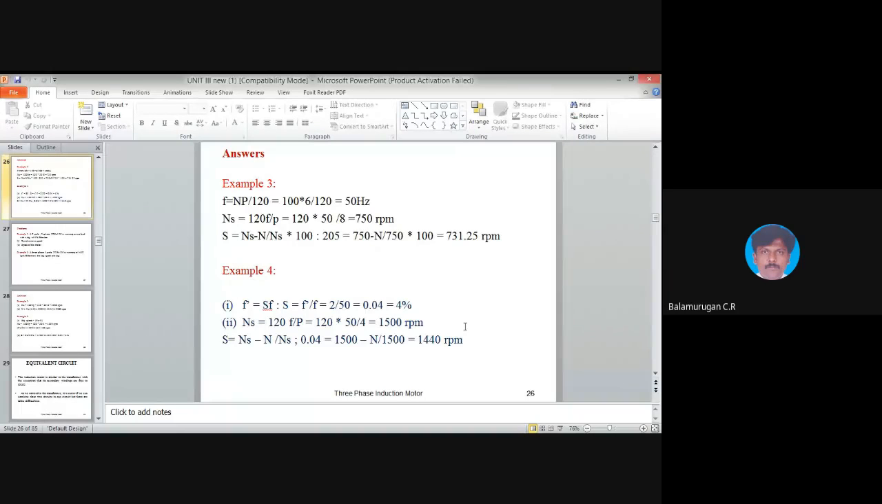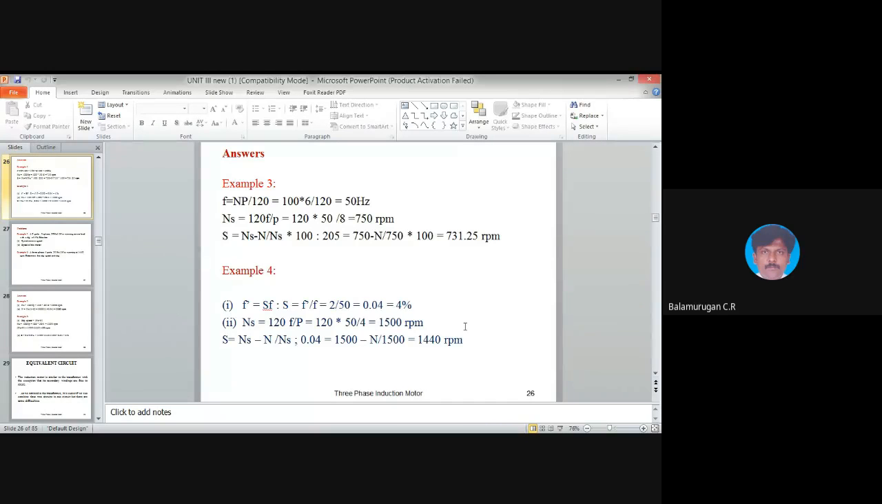Slip is the difference in speed between the stator and rotor. It will be around 60 or 70 RPM, depending on the type and design of the induction motor. The induction motor speed starts from 1390 and goes up to 1470. Based on construction or design, the speed on the nameplate will be in this range only, 1390 to 1470. So slip is the difference in speed between the stator and the rotor.